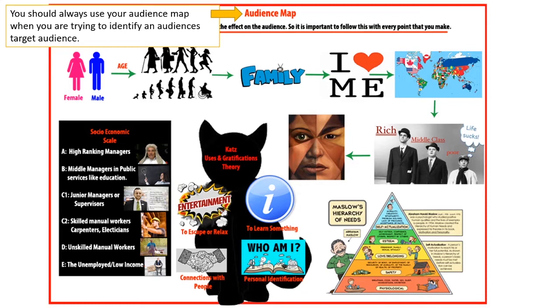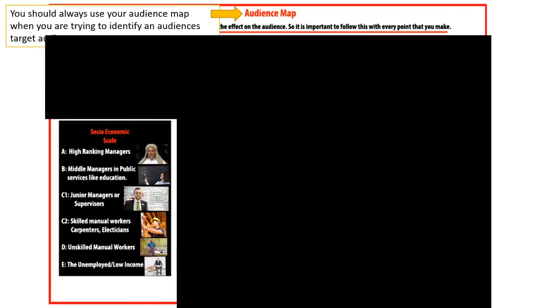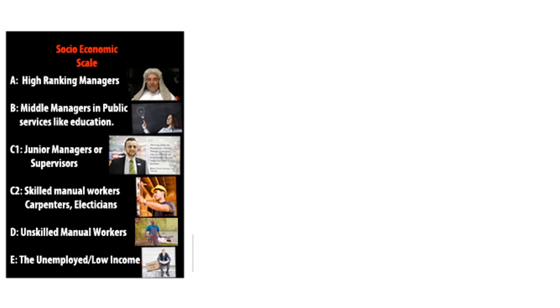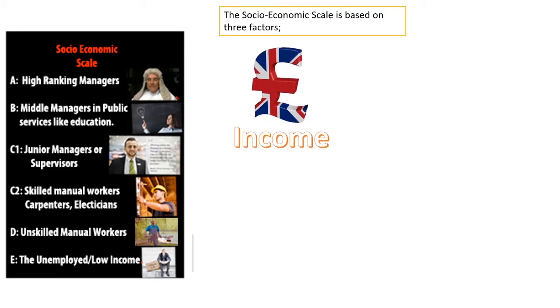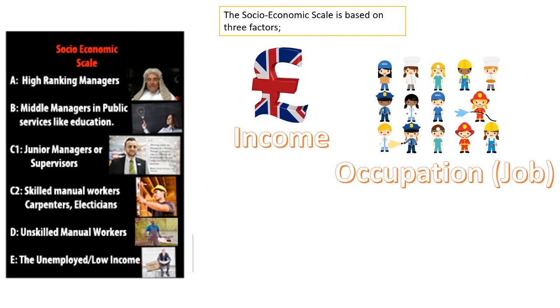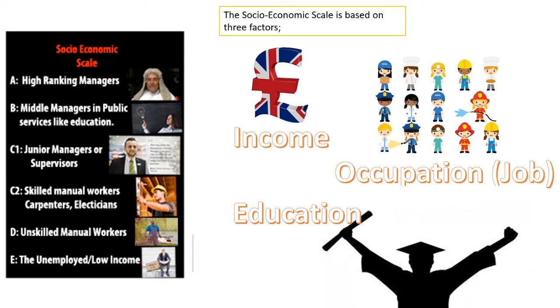But as we've gone through things, we've gone through demographics and uses and gratification theory, but now we're just going to focus on this socioeconomic scale. Right? So the socioeconomic scale is based around three factors. The first factor is income, how much money you earn. Then that is linked to an occupation, and then your level of education. So essentially, as you earn more, as you get a better education, you can get a better job, and therefore you go up the socioeconomic scale.